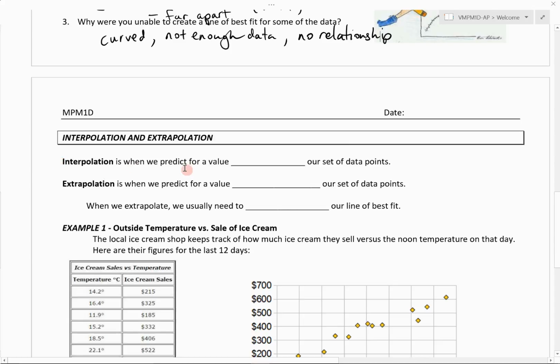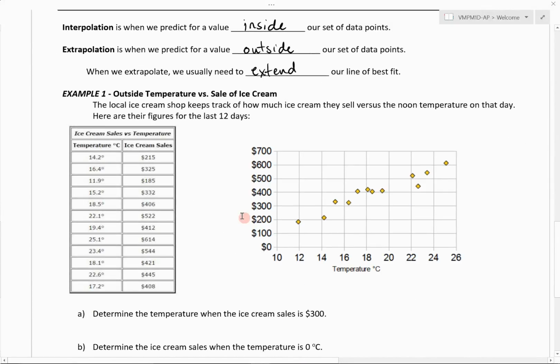So interpolation is when you predict the value inside of our data points. Extrapolation is when you predict the value outside of our data points. And when you extrapolate, you usually need to extend your line of best fit. Okay. Now you're going to do these examples on Desmos. But in case you're watching at home and you didn't get a chance to use the iPads or you're away from class, this is what we're doing.